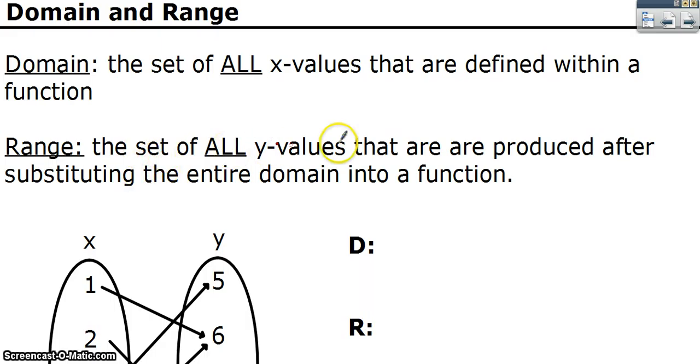Okay, the range is the set of all y values that are matched up after substituting in the entire domain. So every time you put in an x, you get out a y. And the range is all the possible y values you can get after plugging in all the possible x's.